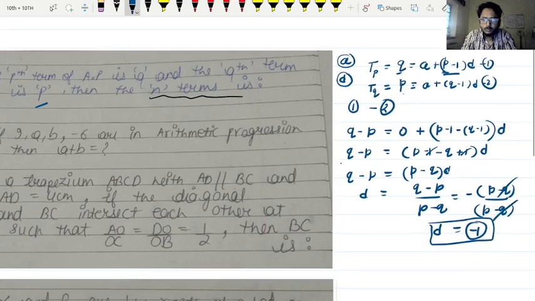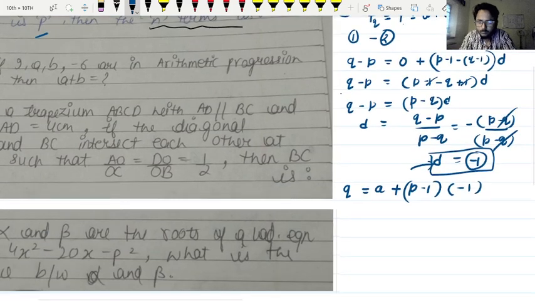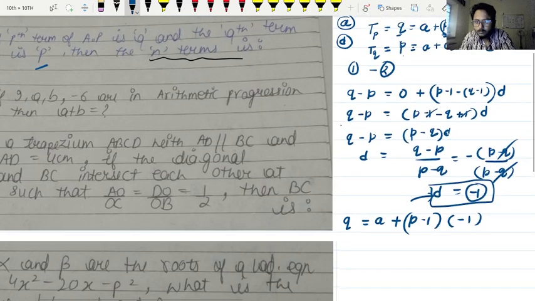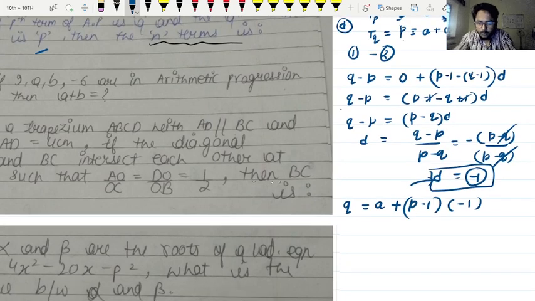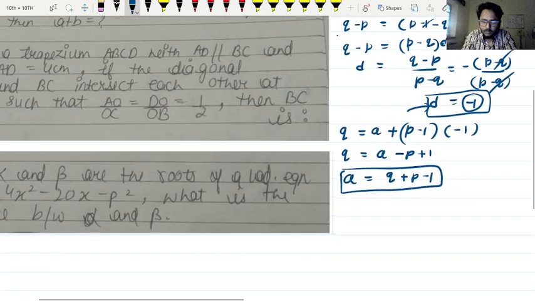Okay, now we are going to put this value of d into the first equation. In the first equation, that is q equals a plus (p minus 1) multiplied by d, which is minus 1. Okay, I think it's fine. So now q equals a minus p plus 1. Okay, so a equals q plus p minus 1. A equals q plus p minus 1. We have the value of a.